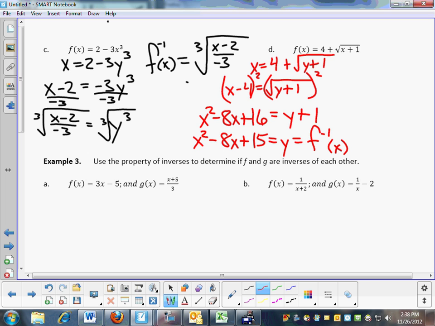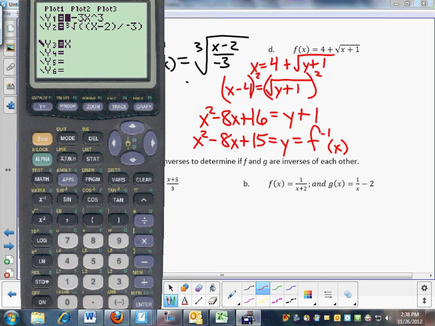Now if we graph these, I'll type this into my calculator, and if you don't want to type it in, that's fine, but make sure you're watching up here. I got 4 plus the square root of x plus 1, and then I have x squared minus 8x plus 15. Okay? I'm going to take that off. Now watch.